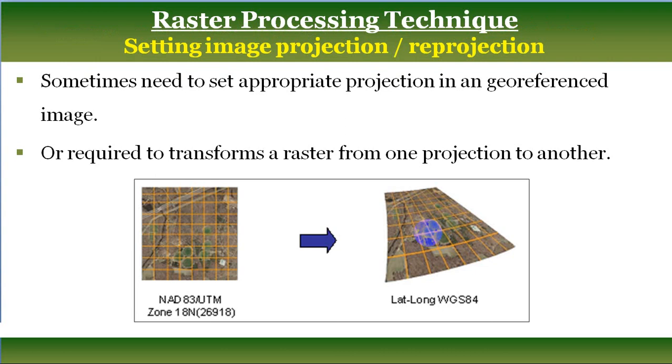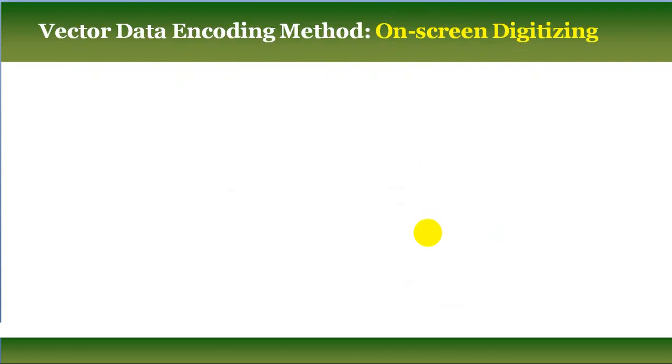Now from the next slide we will discuss the concept of vector data encoding methods. You already know how to enter raster data into the computer: scanning or vector to raster conversion. But how can I enter vector data, point, line, polygon geometry, in the computer? So there are also a few techniques. One of them is called on-screen digitization.